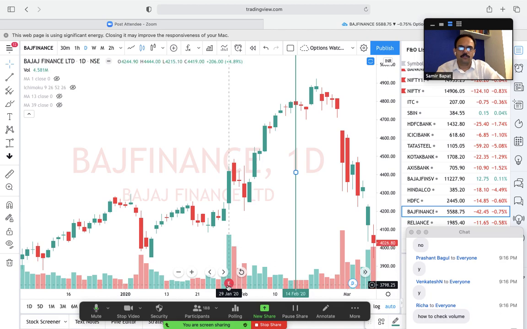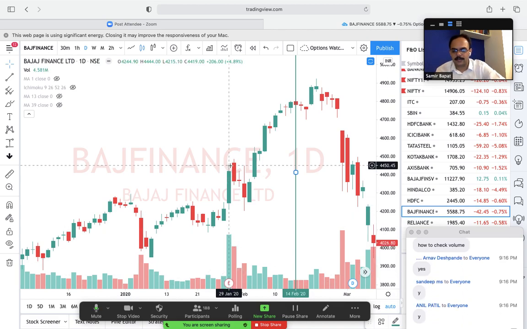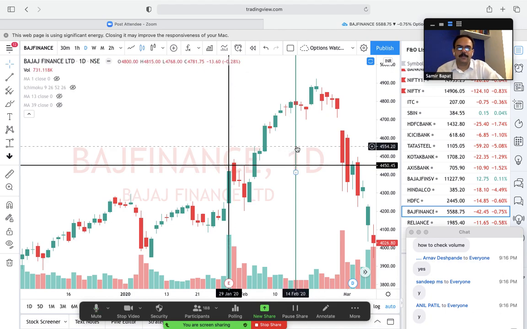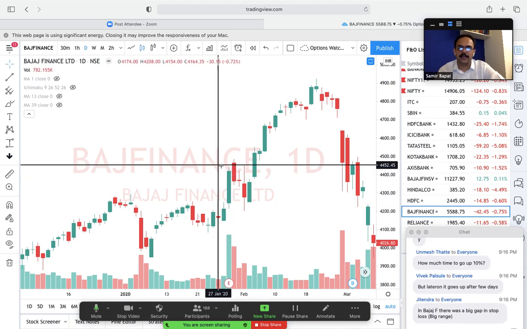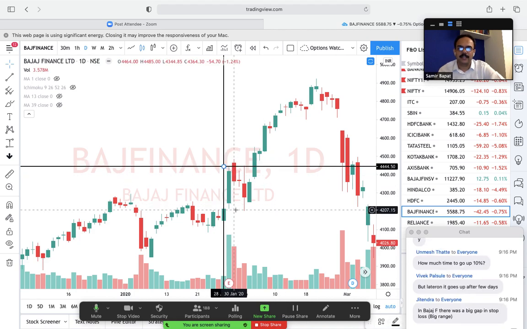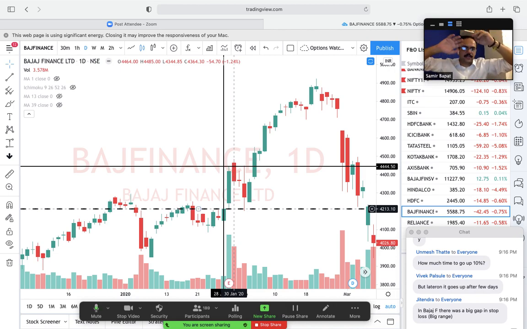Right, so this is volume double. I buy above this point here, so I buy at this point. My exit is below this. If it closes below the same day's low, exit. Listen to this exit very carefully. I'll not repeat it again.